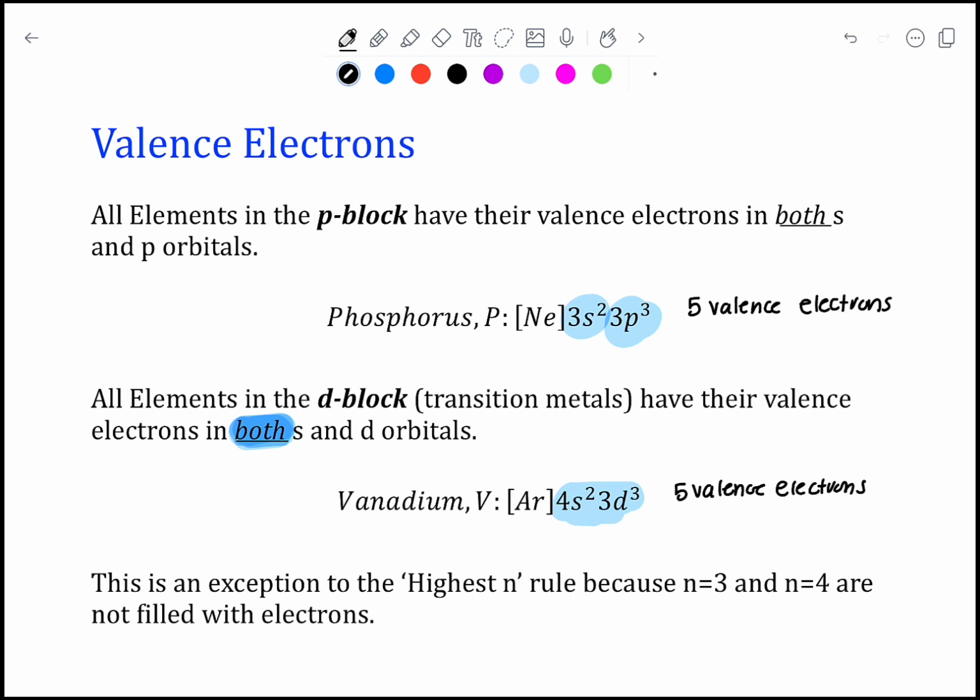Now this is an exception, so we're going to point this out. This is an exception to that highest n rule because your n of 3 and your n of 4 shells are not totally filled with electrons yet, so they are all considered valence electrons in both the 4s and the 3d. And then further on it could be the 5s and the 4d and everything like that. So for our d block elements, they exist in both the s and the d orbitals.